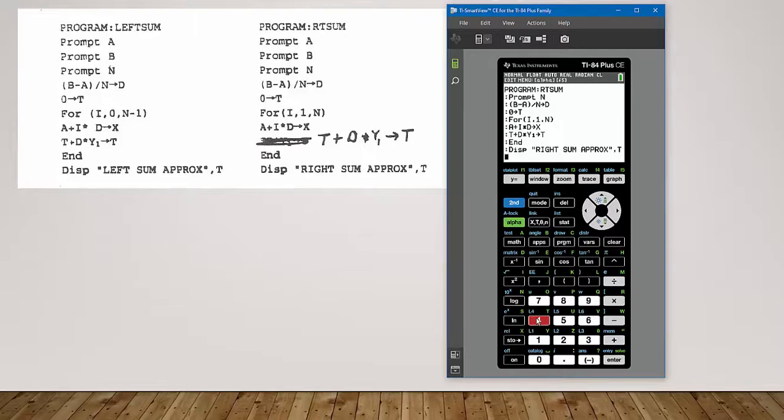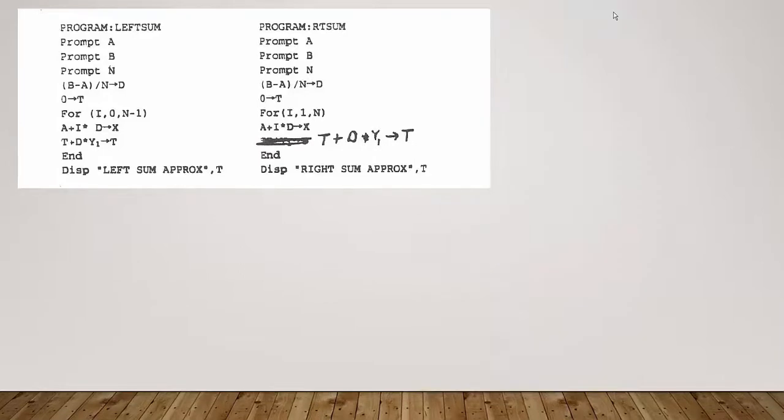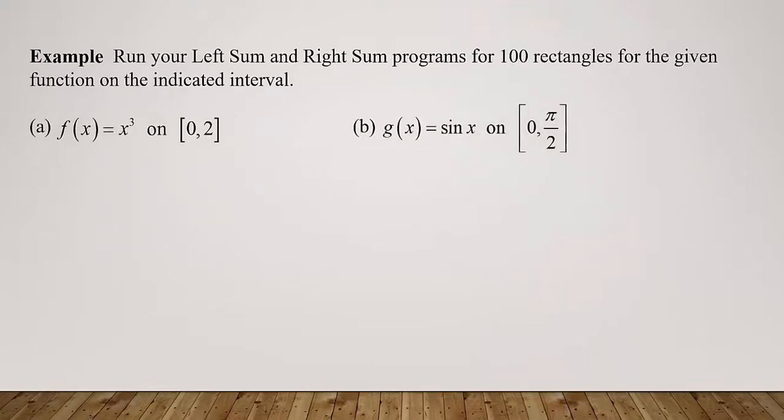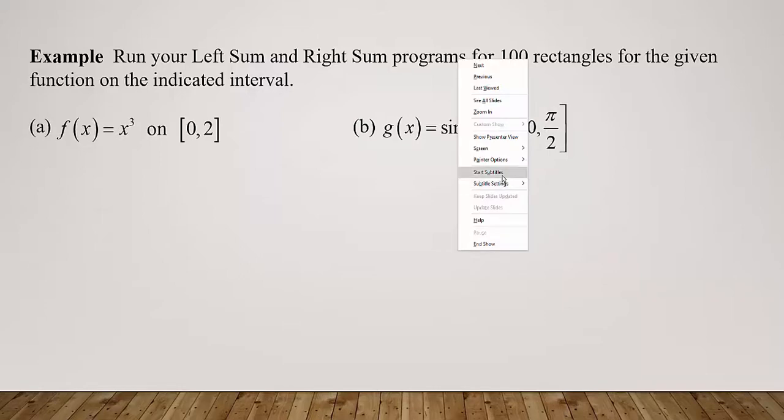So if you need to pause the video and go back and slow stuff down to get the programs entered into your calculator, please do so at this time, because I'm going to do an example where I am running the programs. So we're going to run the left sum and right sum programs for 100 rectangles for the given function on the indicated interval. So the first function is x cubed on the closed interval 0 to 2. So let me do that part.